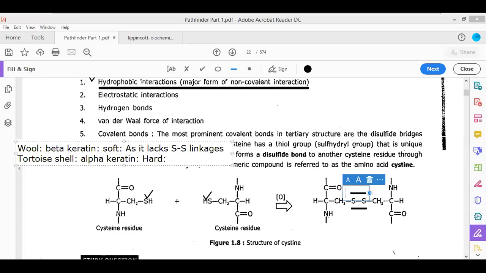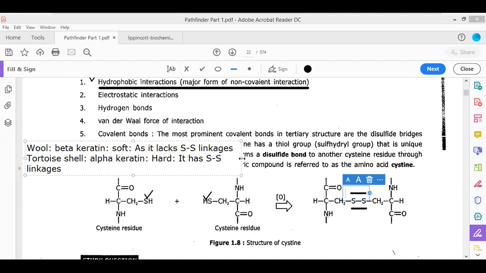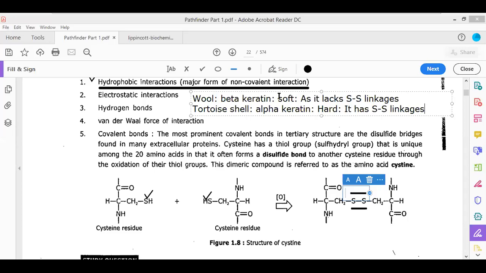This alpha keratin differs from the beta keratin as it has disulfide linkages. It has S-S linkages. These disulfide linkages make the tortoise shell too hard, whereas the lack of disulfide linkages makes the wool very soft. So you can see the effect these disulfide linkages have over the structure of protein. This is the basic difference between the two.